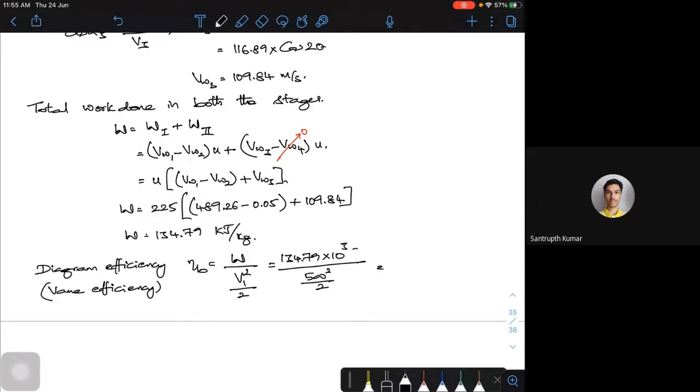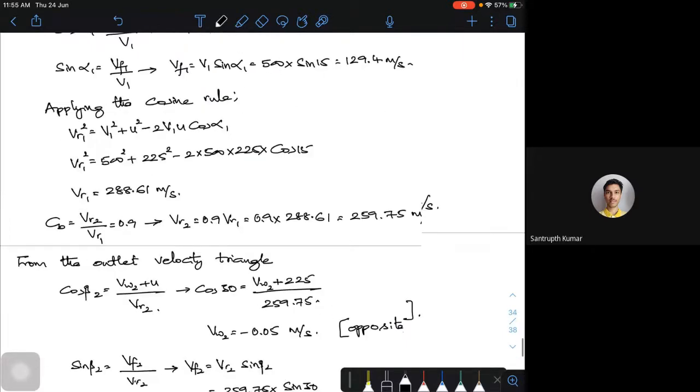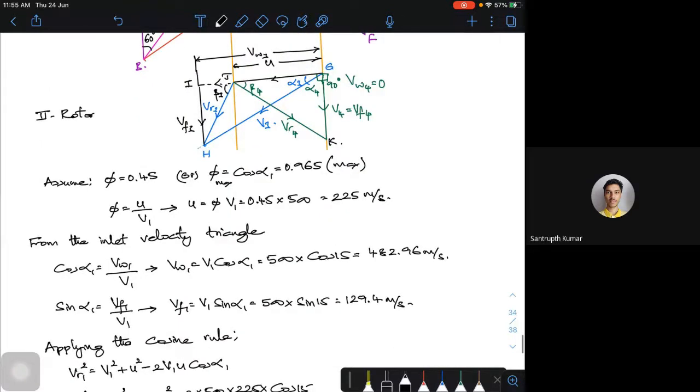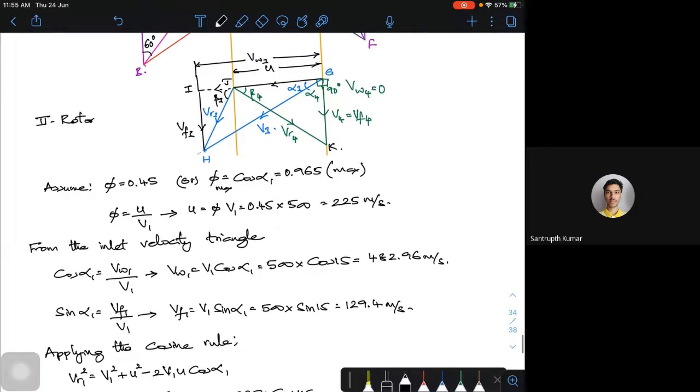I'm getting around more than 100%. Okay, this is somewhere things have gone wrong. So we have to go with 0.6. We go with 0.6, what will happen? We go with phi equal to 0.6.